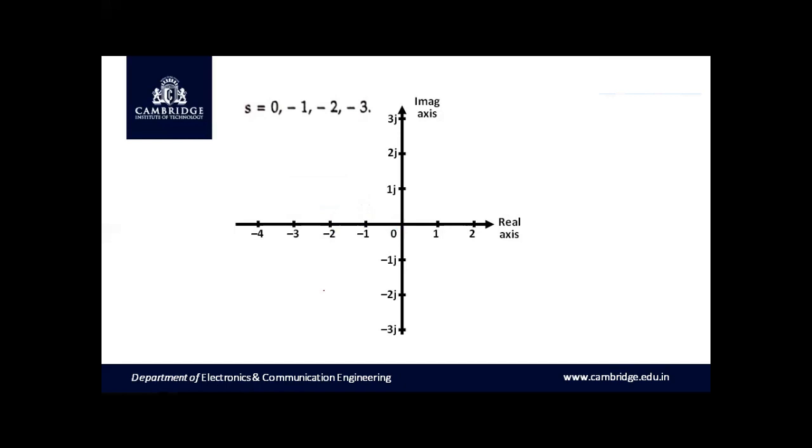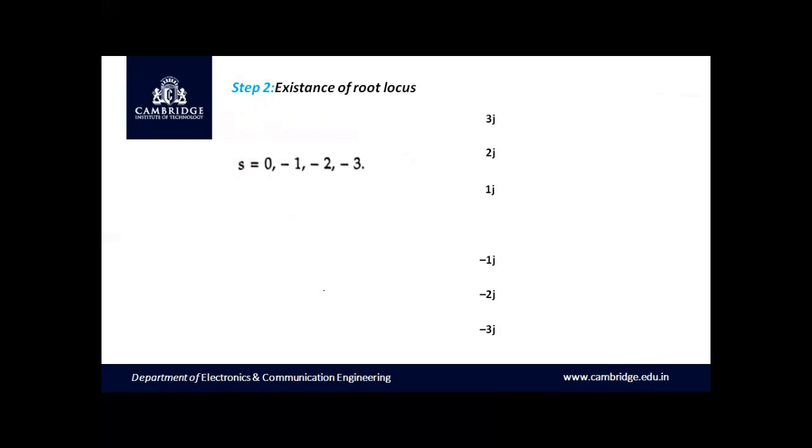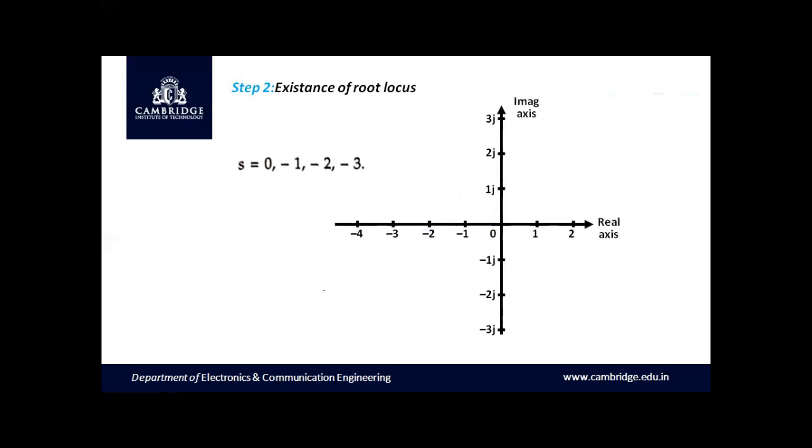Now let us plot the open loop poles at s equal to 0, s equal to minus 1, s equal to minus 2, and at s equal to minus 3. After drawing the pole-zero plot, we have to identify the existence of the root locus, as well as predict the minimum number of breakaway points by using a general prediction method. So step 2 is the existence of root locus.